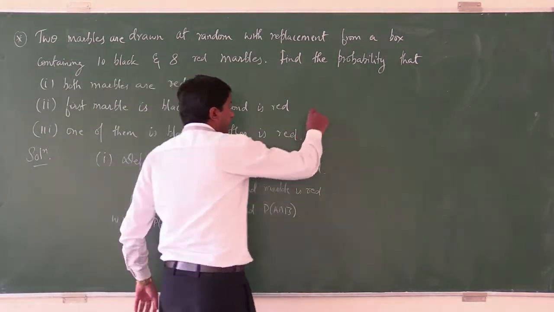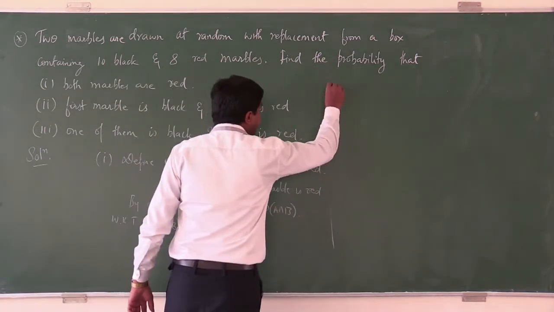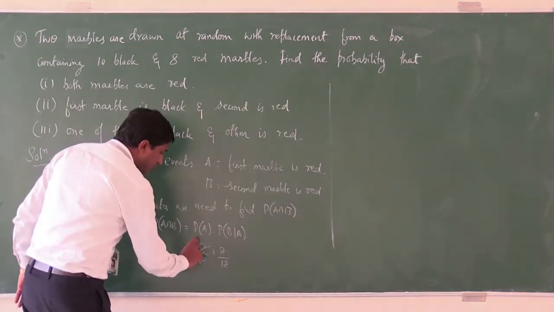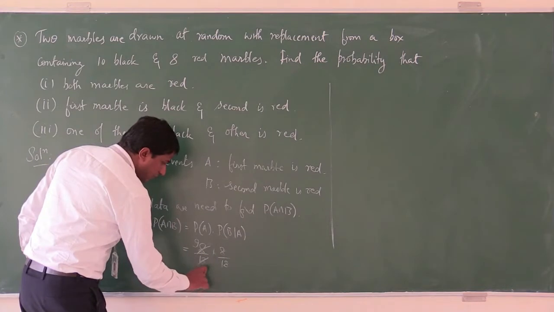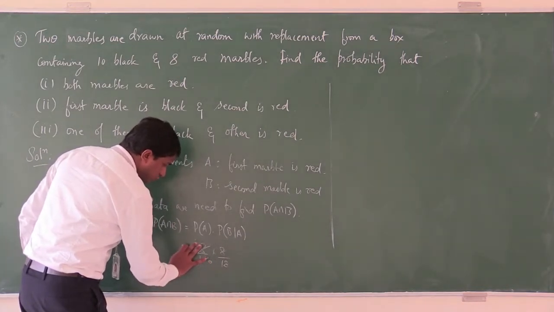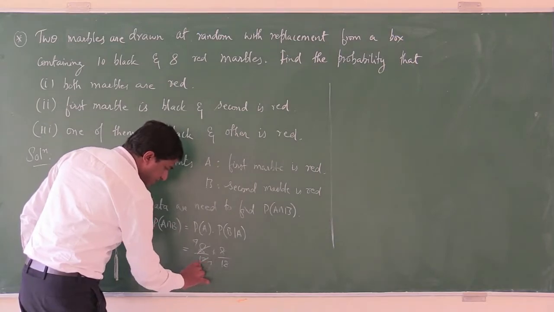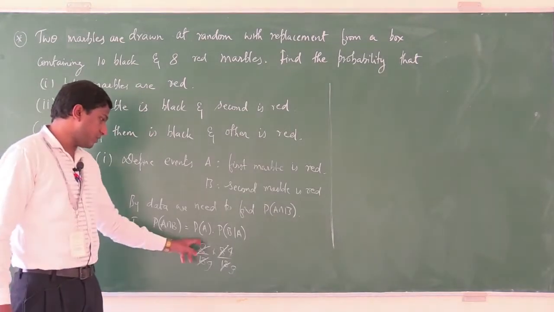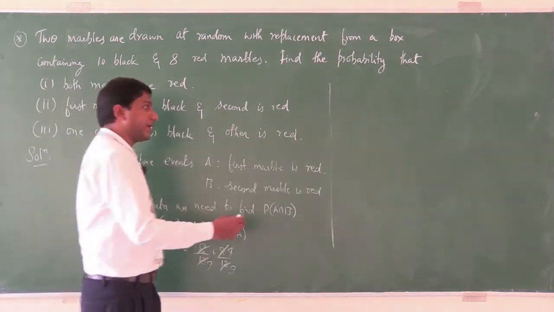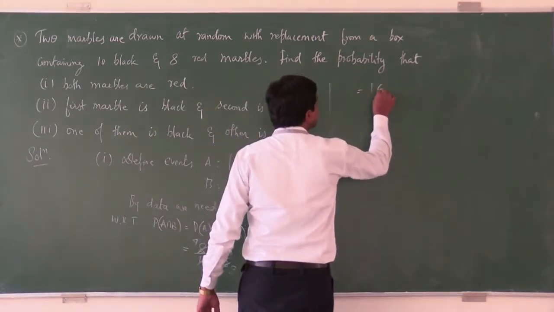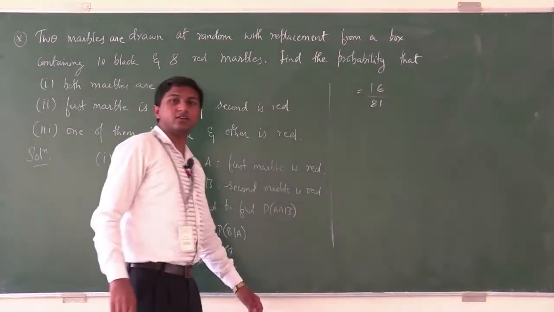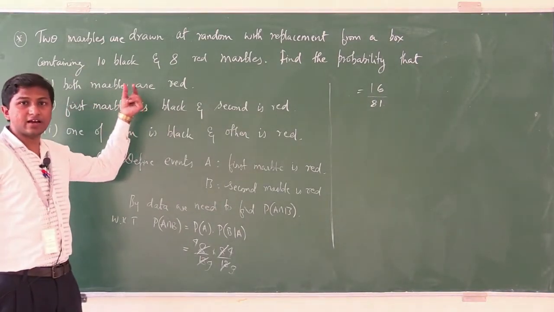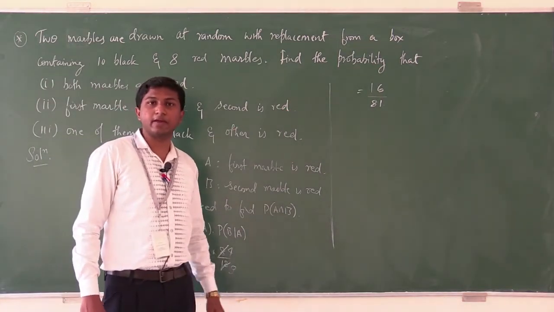Okay, simplifying that, what can you write that as? On simplification, 8 by 18 is 4 by 9. So 4 by 9 into 4 by 9: 4 4s are 16, 9 9s are 81. So we get it as 16 by 81. So the probability that both the marbles are red is 16 by 81.